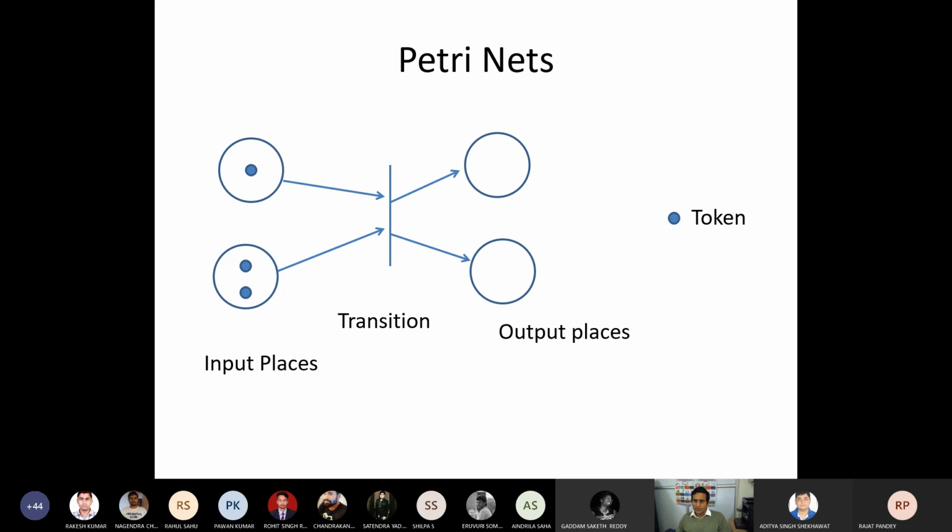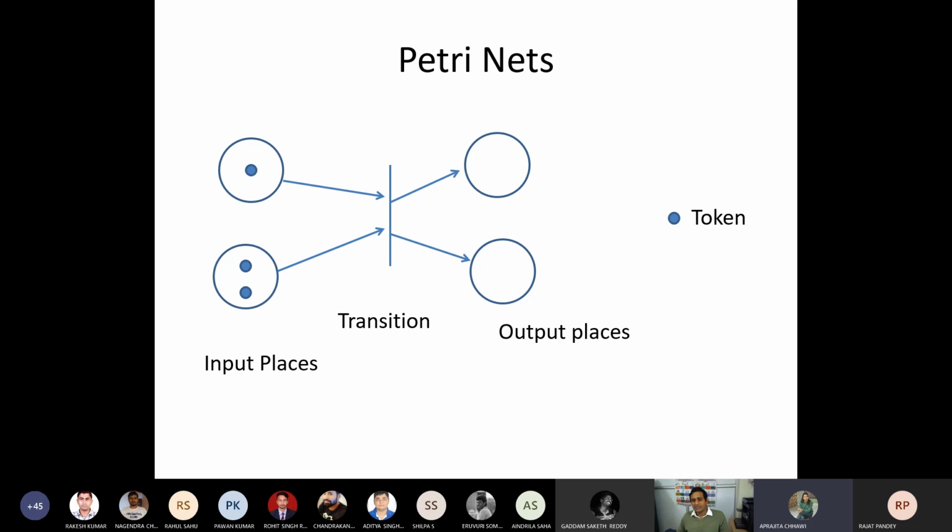I had a doubt. Yeah, ask me. You said the Petri net is a bipartite graph. So I am asking what is the function of a transition, because in a bipartite graph there is nothing such as a transition function. No, no, you see, you understand graphs.